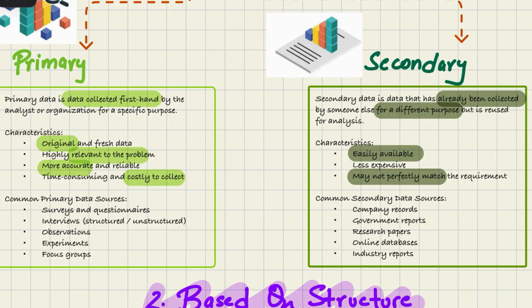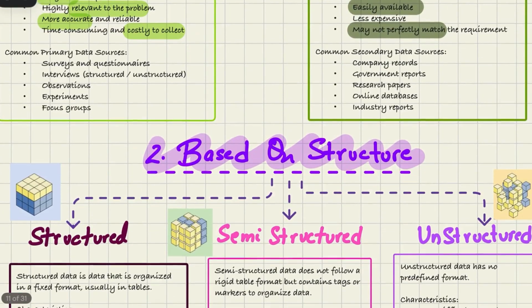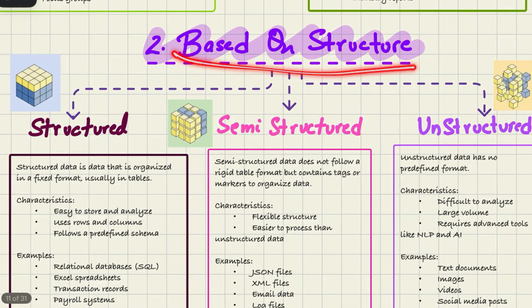data, so data that had already been collected by someone else for a different purpose, and you're using that kind of data, right? It is easily available, less expensive than primary data, and low cost, but it might be outdated or might not perfectly match your research goal. For example, there are government census reports and industry research papers which can act as a data set for your own model.